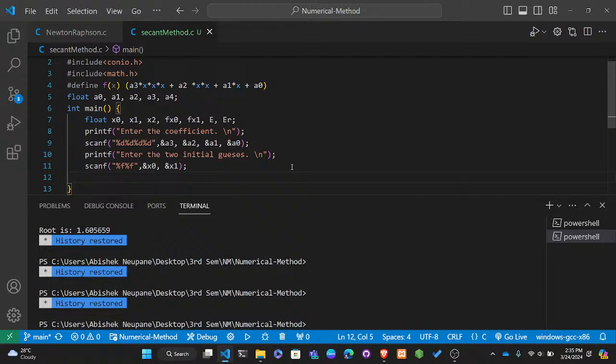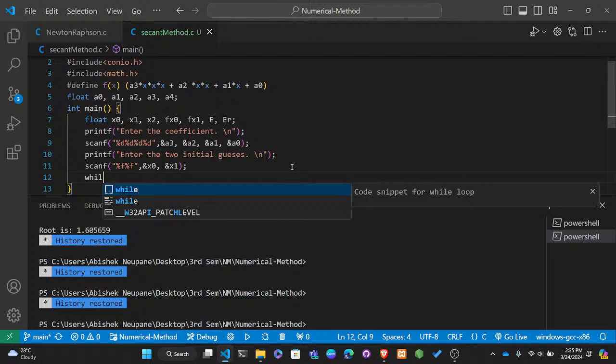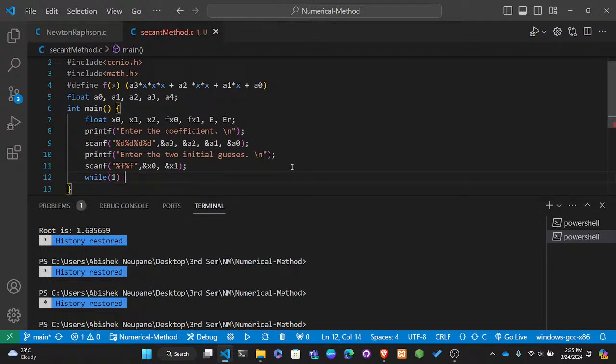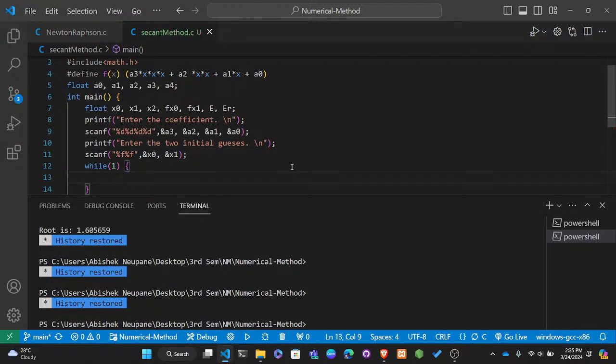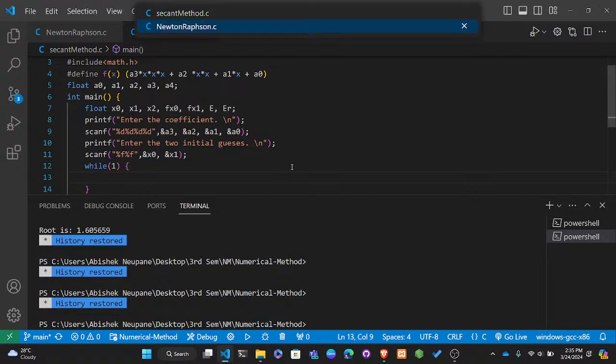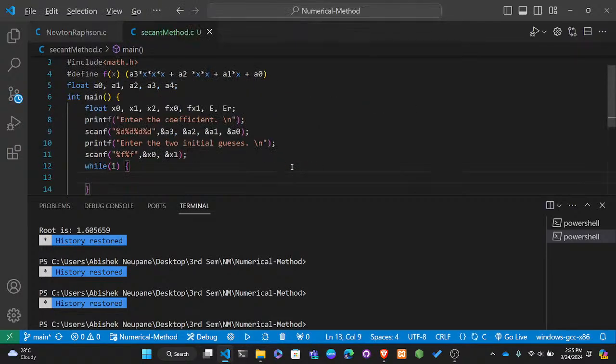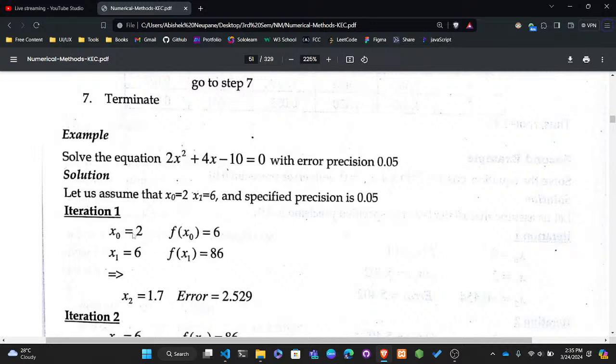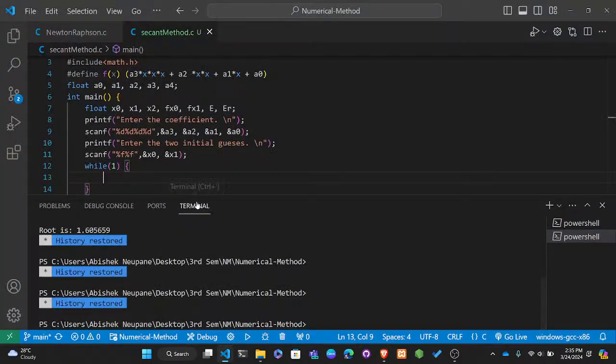Okay, so let's start our while loop. The process is just being started. First of all, we should put the value of x0 into this function. So this is the function f(x) = 2x squared plus 4x minus 10. If the value is 2, then in the place of x squared there will be 2 squared, plus in the place of 4x there will be 4 into 2, and this gives an answer of 6. So let's create that.